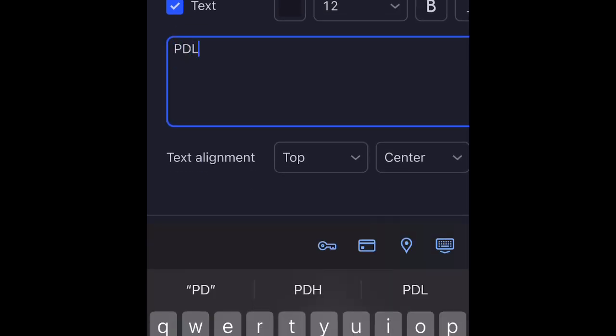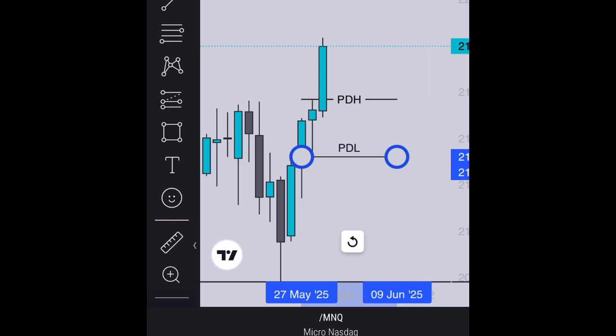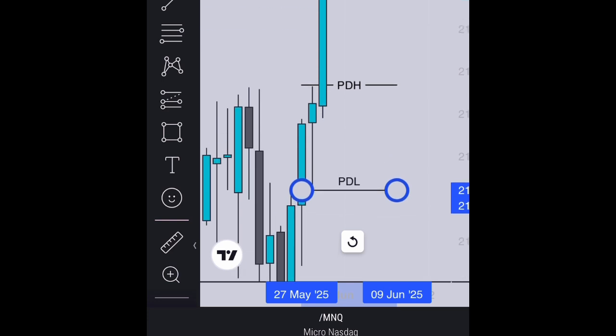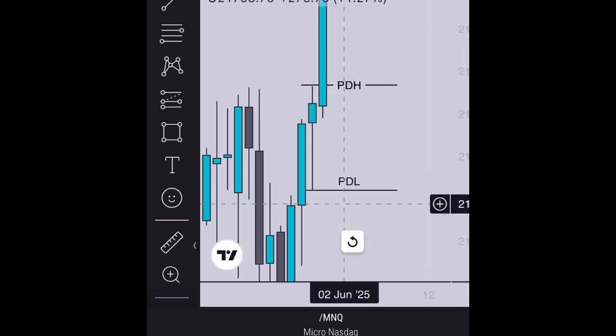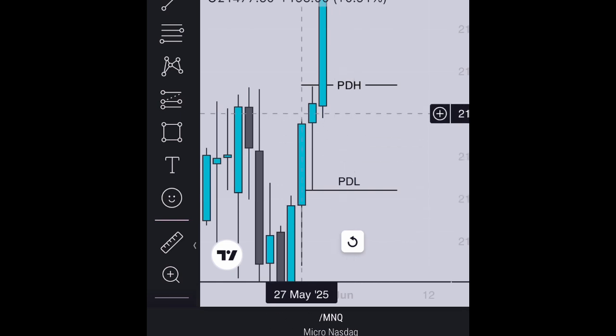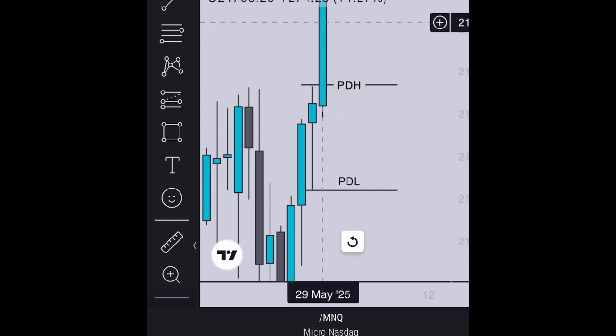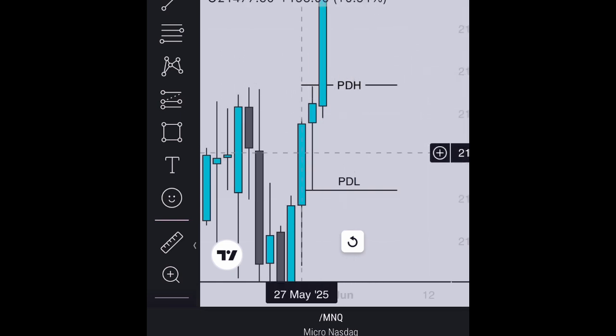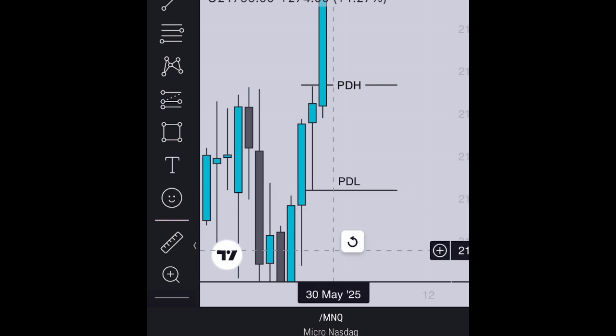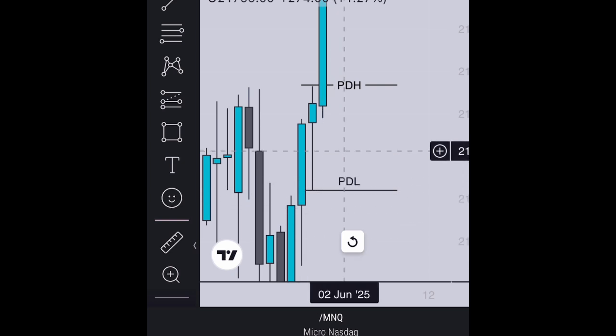Previous day low. Now, the reason why I mark out these levels is because there are orders sitting on top and below. So what we look for is for price to take out this previous day high to either continue or reverse. If it was for the downside, if price had taken out this previous day low, we want to see if it wants to continue or if it wants to reverse from these levels.